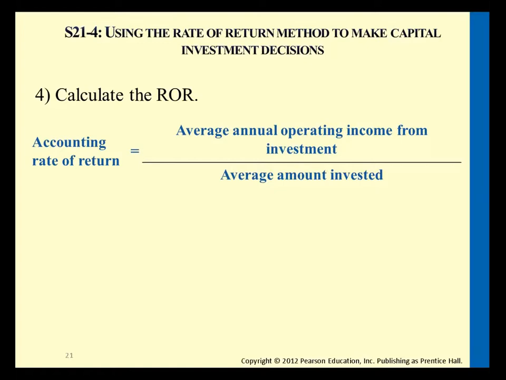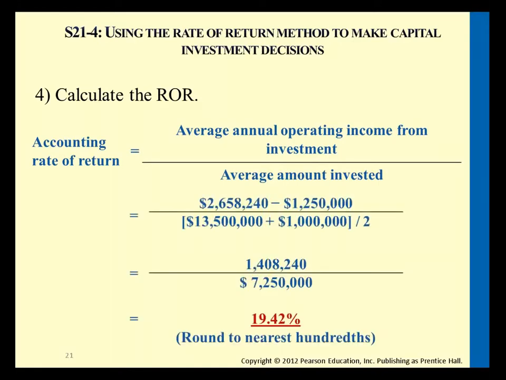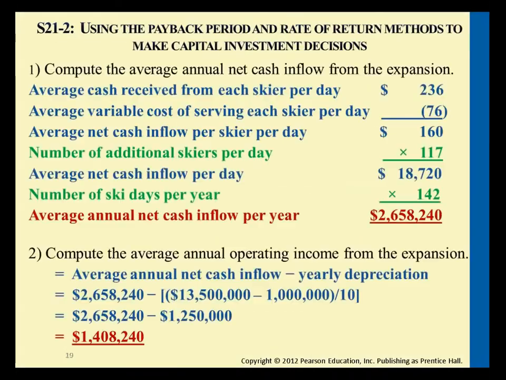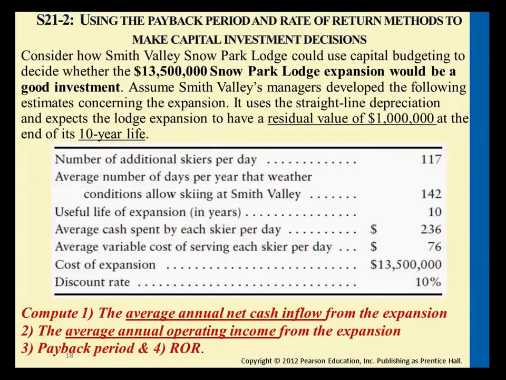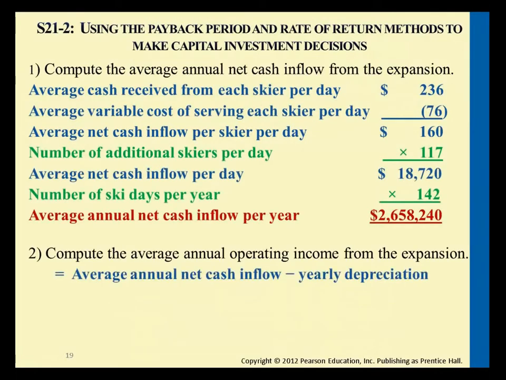It's the same formula as on accounting rate of return on that slide. So here's what we're going to do here. We'll take, where did we calculate this? So the very first value that we calculated, 2,658,240, we'll subtract our, I believe this is initial. No, it's not initial. Let me go back.